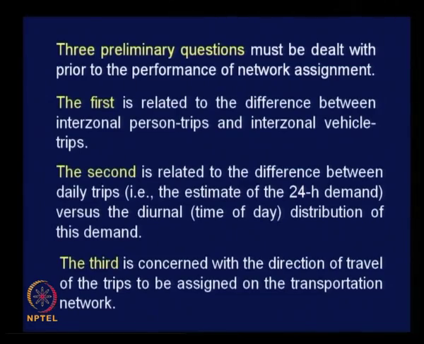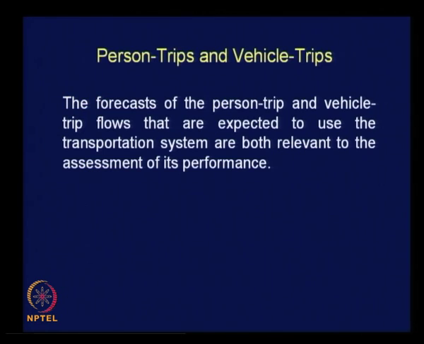So we should add a little more information on each of these aspects. First, related to the difference between person trips and vehicular trips, then related to variation of trips over time period, and third, related to direction of movement. Clear? We will discuss in detail about each of these aspects. Person trips and vehicle trips.